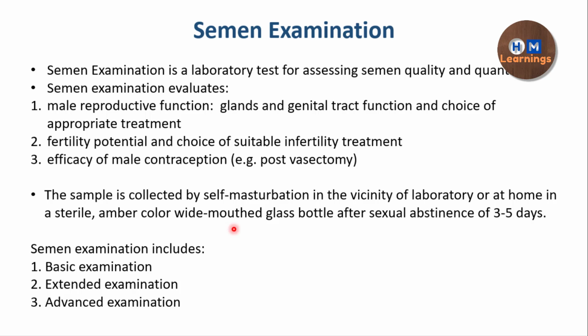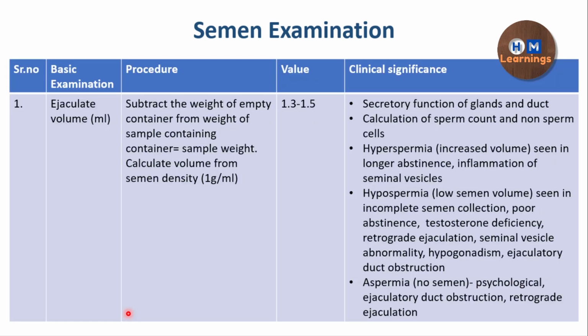So the semen examination includes basic, extended, and advanced examination. The basic examination is the one which is regularly done in all laboratory setups. Extended and advanced are done mainly for research purposes. The content of the semen examination I have taken from the WHO manual, which was recently published in 2021, and all the content is taken from that manual. They have mentioned that the semen examination has these three things, so I have added them here.